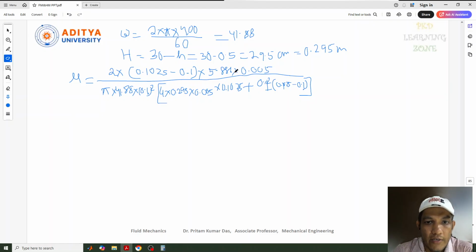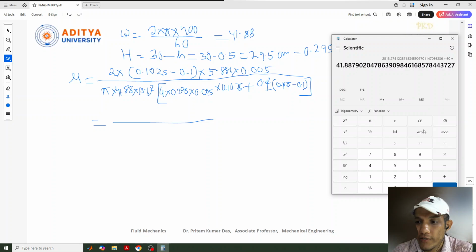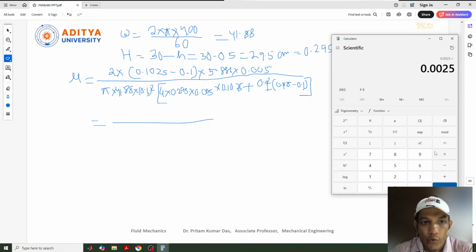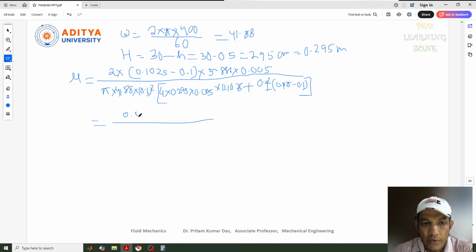Now we need to solve these in this way, so again you go to the calculator. Here you can write 0.1025 minus 0.1, a very small value, into 2 into 5.886 into 0.005 again. So it is very small, 0.000147.